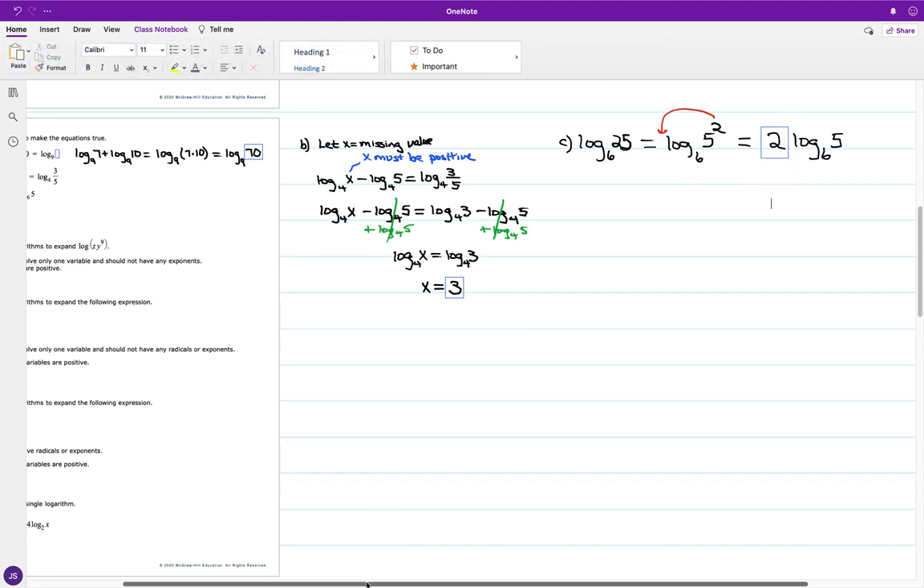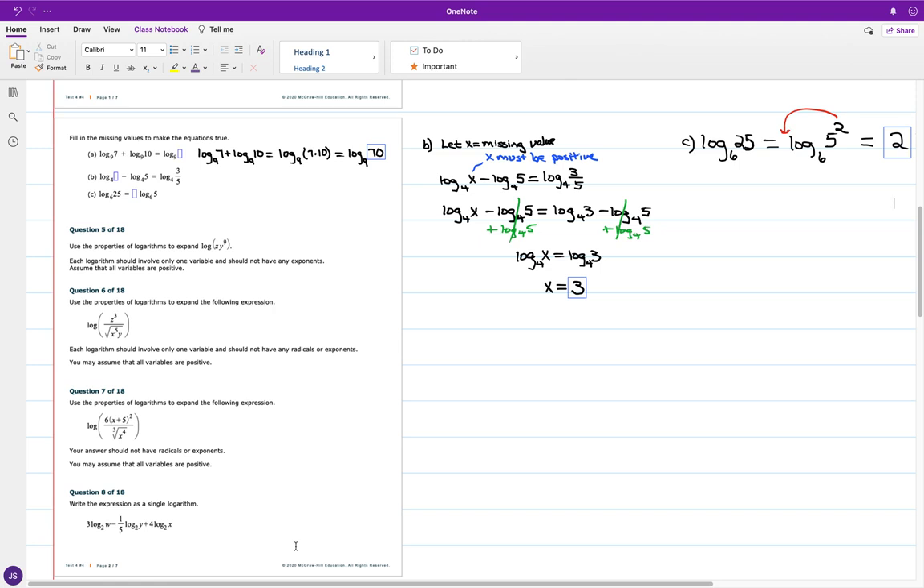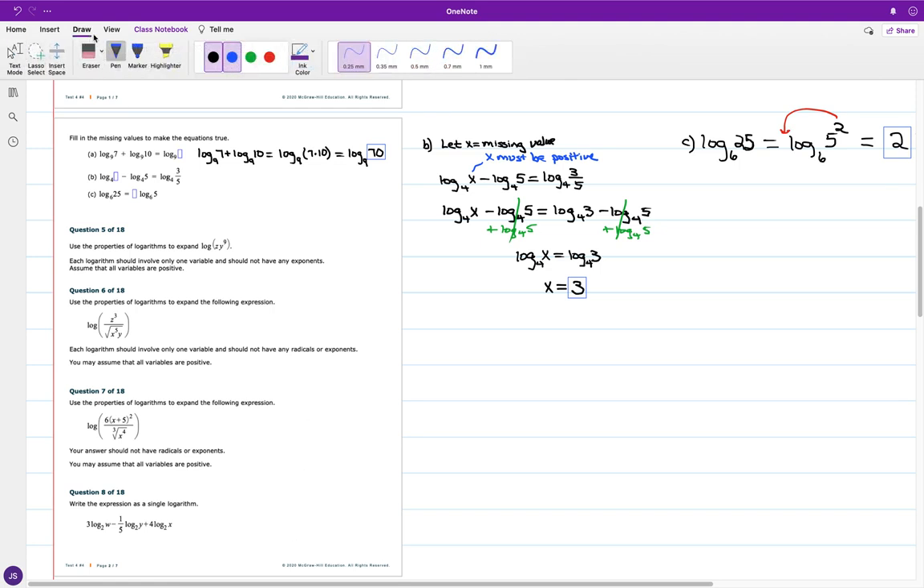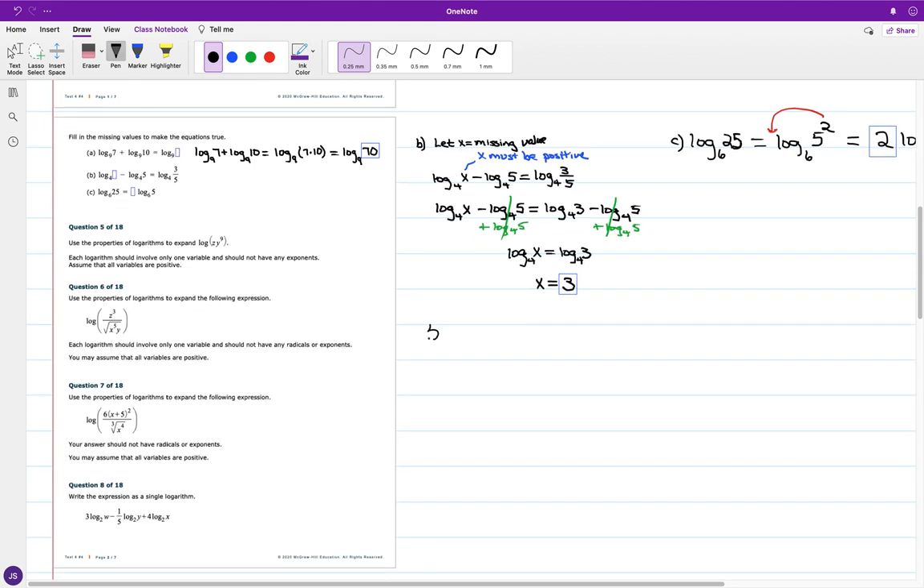Okay, and then for the next item, in question number 5, it says to use the properties of logarithms to expand the base 10 logarithm of z times y to the 9th, and it says it should not have any exponents and assume that all variables are positive. So looking at this particular term, I have log of z times y to the 9th.